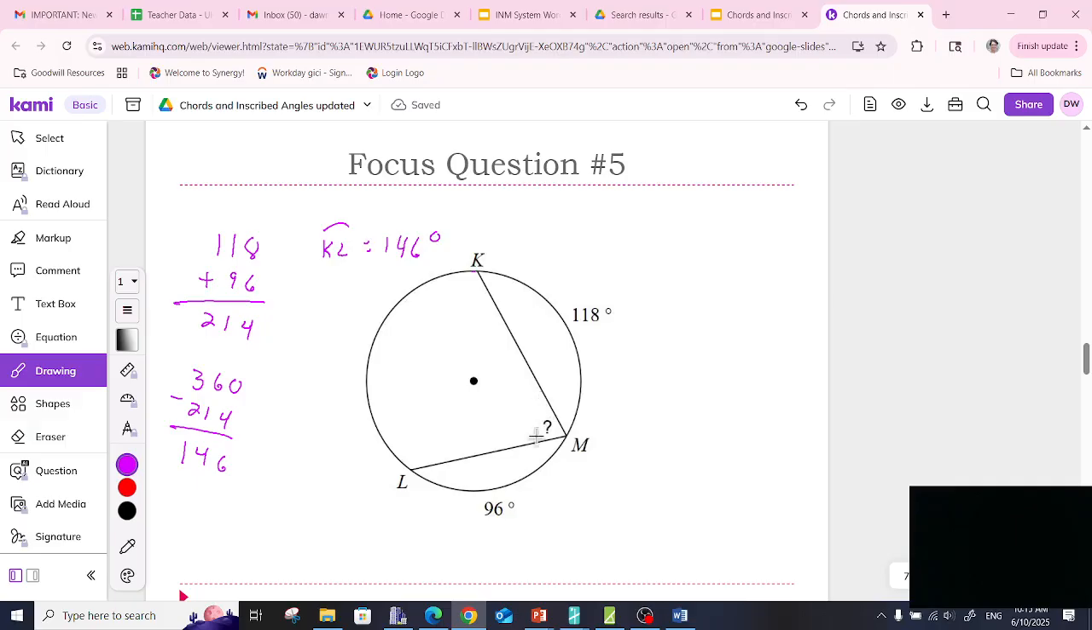How do I find the inscribed angle? Divide by 2. So to get angle KML, this measure, you would take 146 divided by 2, which is equal to 73 degrees. So this would have to be 73 degrees here.